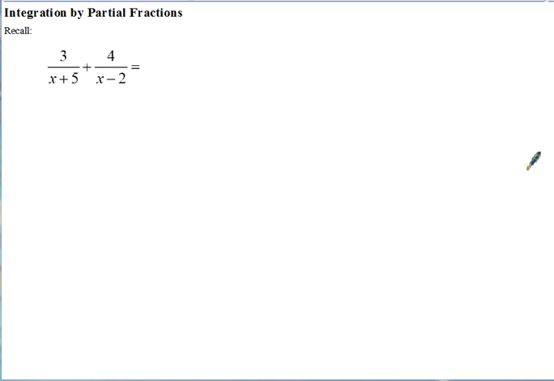These are the notes for AP Calculus on the topic of integration by partial fractions. Before we get into integration by partial fractions, let's look at an algebra problem that's similar to the technique for integration by partial fractions. That's when you're trying to add two rational expressions such as this.